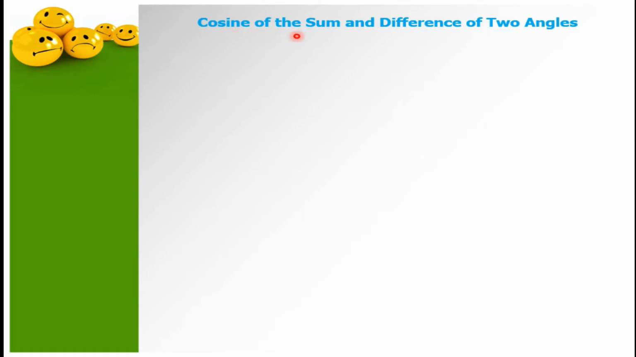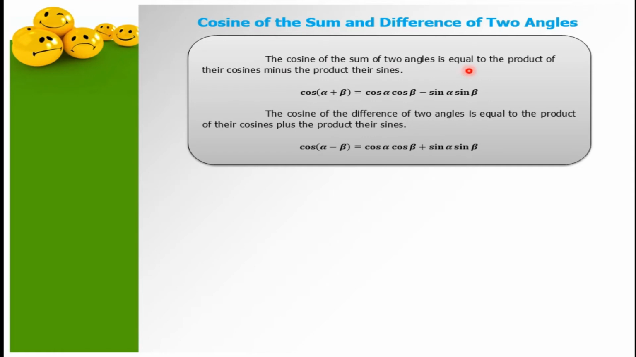So first in line, we have here the cosine of the sum and difference of two angles. The cosine of the sum of two angles is equal to the product of their cosines minus the product of their sines. In symbol, that is cosine alpha plus beta is equal to cosine alpha, cosine beta minus sine alpha times sine beta, where alpha and beta are angles in standard position. So the cosine of the difference of two angles is equal to the product of their cosines plus the product of their sines. In symbol, that is cosine alpha minus beta is equal to cosine alpha times cosine beta plus sine alpha times sine beta.